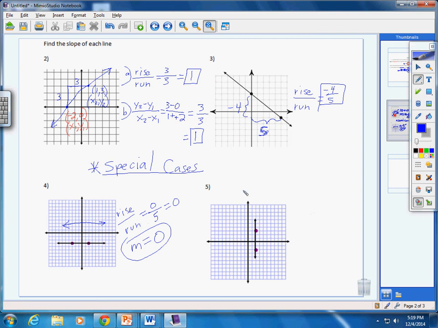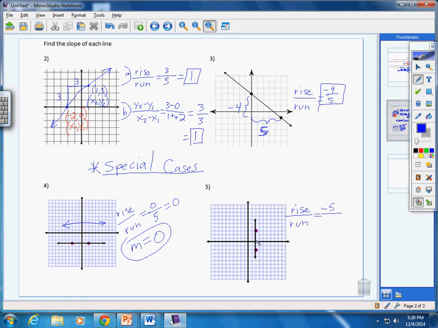And here, finally, number 5. It's actually kind of the opposite of this guy. In order to find the slope, we do our rise over our run. It doesn't matter which point you start with, you'll still get the same answer. And that's the same with all of these. So let's start with the top point. My rise is negative 1, negative 2, negative 3, negative 4, negative 5.